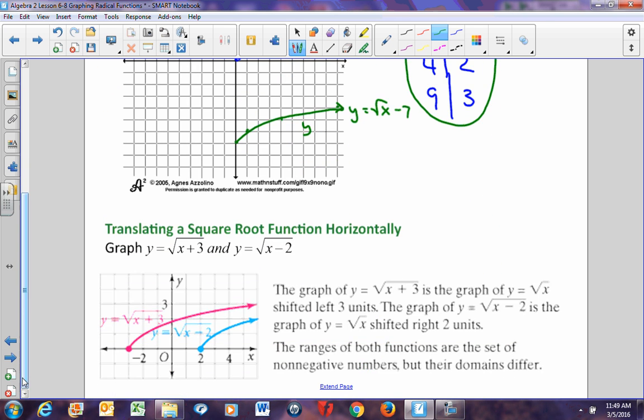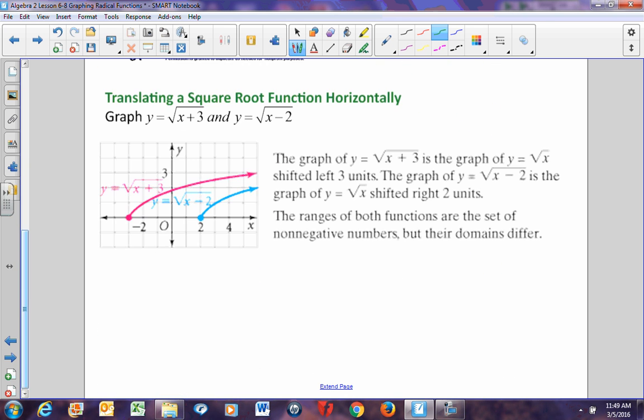Now, if we're going to translate it horizontally, you're going to do basically the same thing. You're going to take your parent function, and you're going to move it left and right, just like we shifted left and right before. The graph of y equals the square root of x plus 3 is the graph of the parent function of y equals the square root of x, shifted left 3 units. So we started here, we moved here, and did the same graph, but shifted it left.